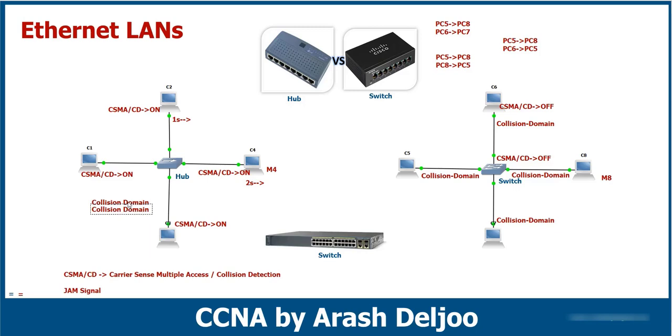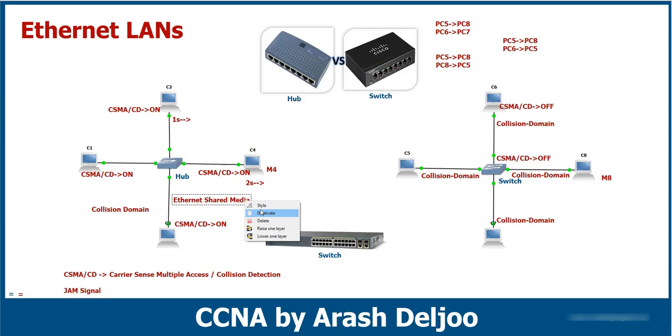We call the networks created with a hub shared media, or Ethernet shared media, because this media is shared between these systems. For example, C1, C2, C3 and C4 can't use this media at all times. This is a shared media between C1, C2 and C3.